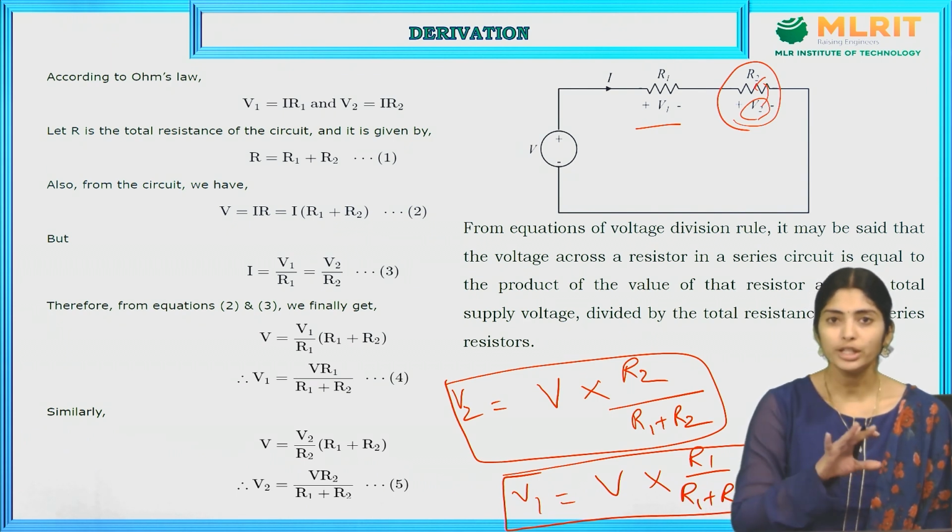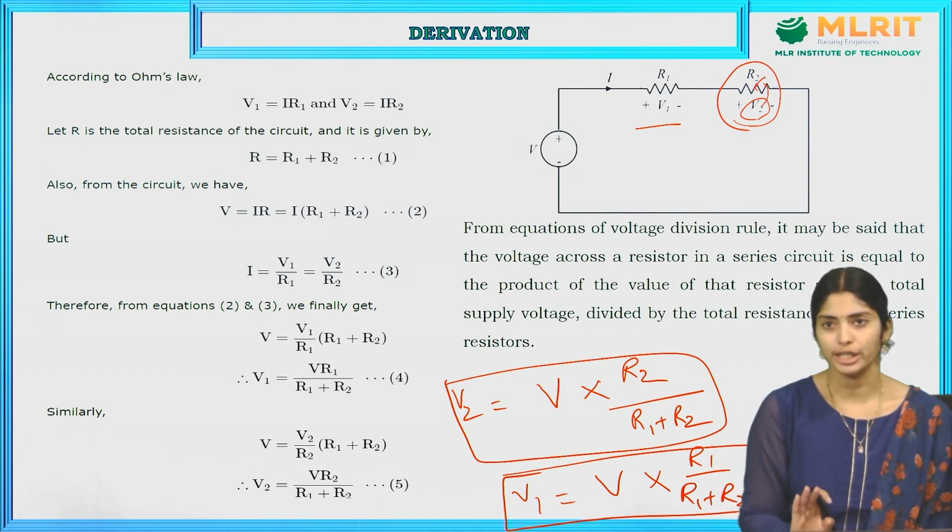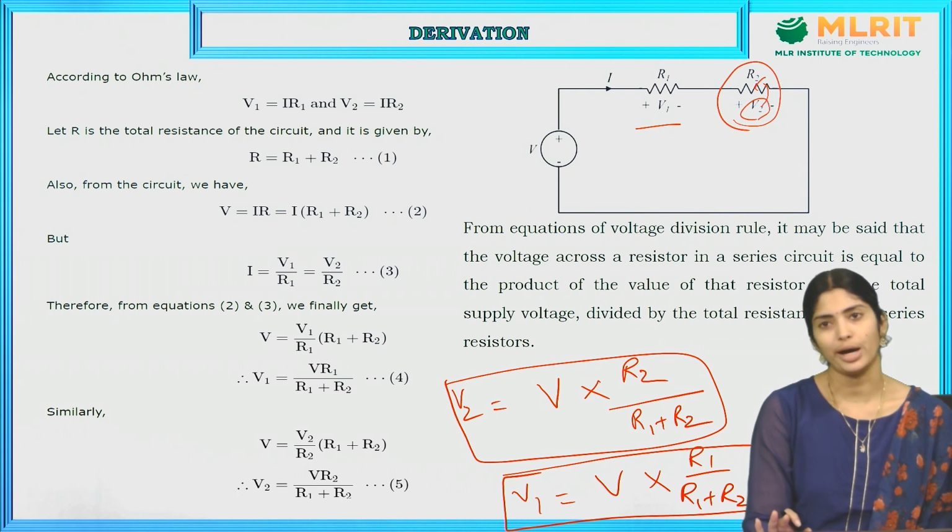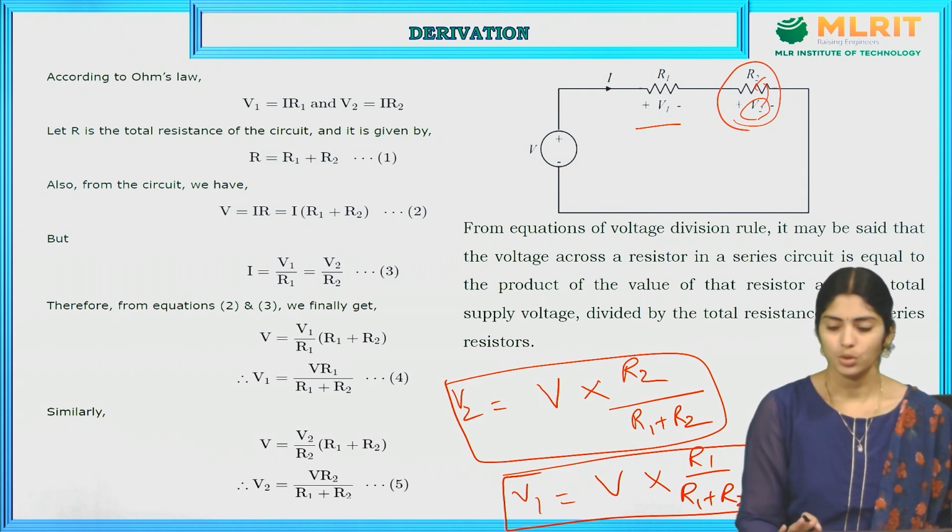Wherever you are going to find the voltage drop in the circuit, the voltage division rule is the total voltage in the circuit into the resistor across which you are going to find the voltage, that resistor value divided by the total resistance value of the circuit. So these are the formulas for the voltage division rule.